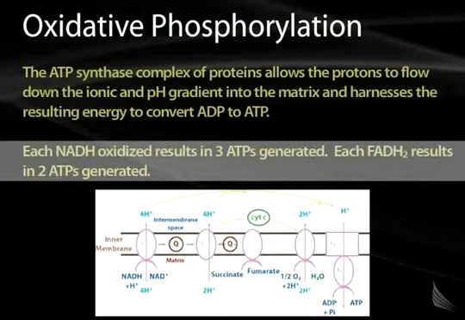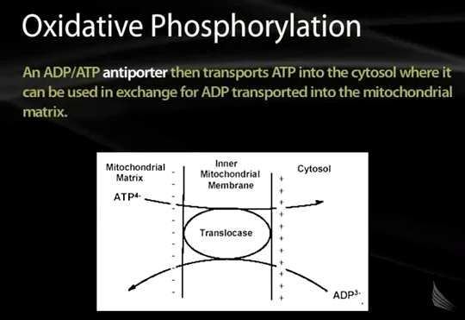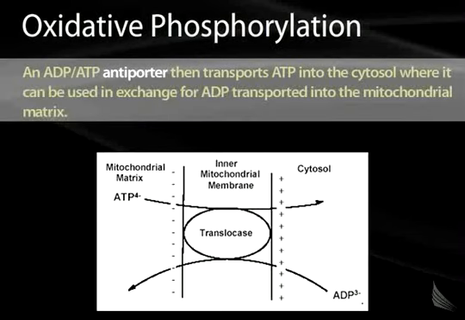Now, every NADH molecule that's oxidized results in the production of 3 ATPs. Each FADH2 molecule results in 2 ATPs. Now, there's also across the inner mitochondrial membrane an ADP-ATP antiporter that takes the newly formed ATP and transfers it into the cytosol where it can be used. And in exchange, we transport a molecule of ADP into the mitochondrial matrix where it can be recycled back to ATP.